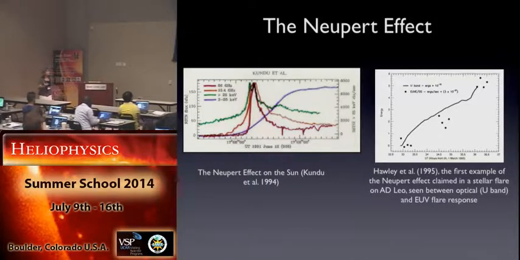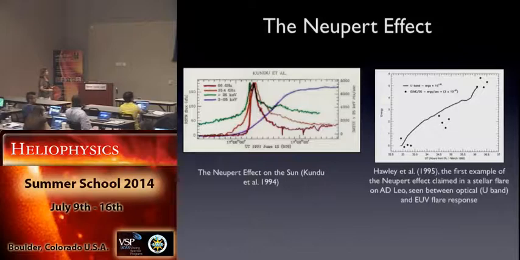This is an observation of the Neupert effect on the sun. So the purple curve is the X-ray flare. The red curve is a millimeter flare. The orange curve is a centimeter wavelength burst, and green is a hard X-ray burst. Is this the same physics that we use with the sun? Yes, that's the assumption. This is an example of the Neupert effect on the sun during a solar flare.